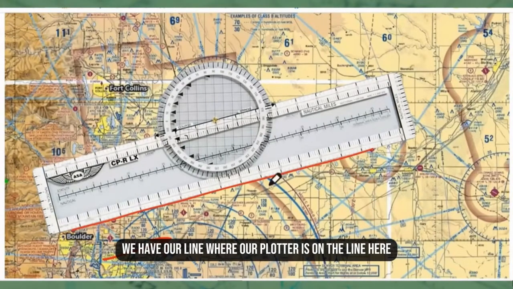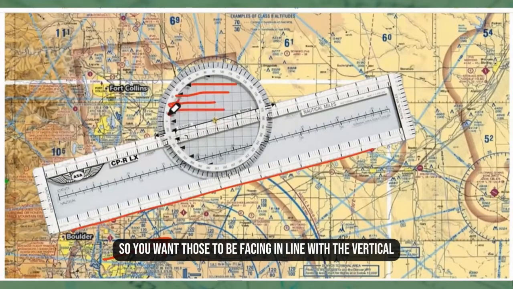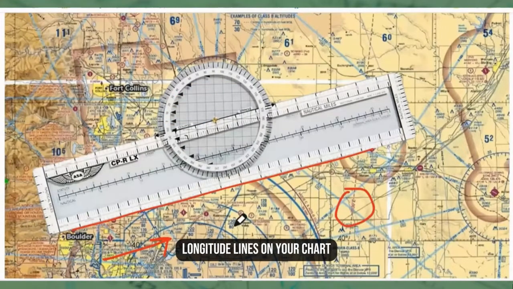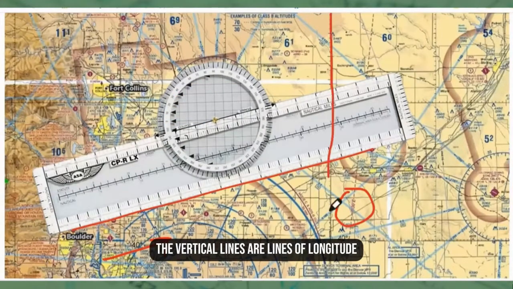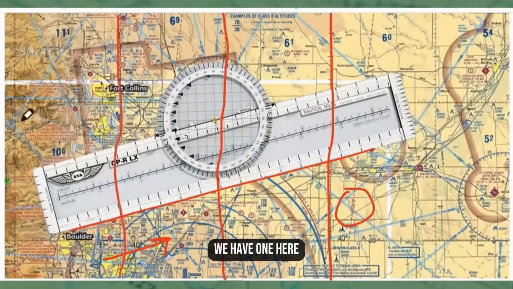We have our line, our plotter is on the line here. The next thing you want to do is you want to spin this wheel. Now, do you see these arrows here? They're pointed to the left, but we have the top of the arrows, these black triangles. So you want those to be facing in line with the vertical longitude lines on your chart. The vertical lines are lines of longitude. So we have one here. We have one here. It's these grid lines on your chart. And we have one here and we have one here.